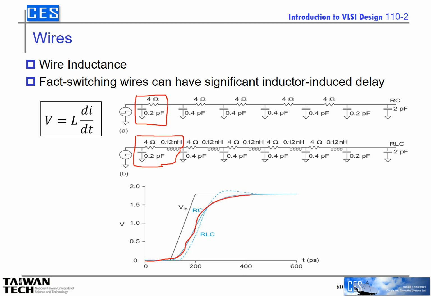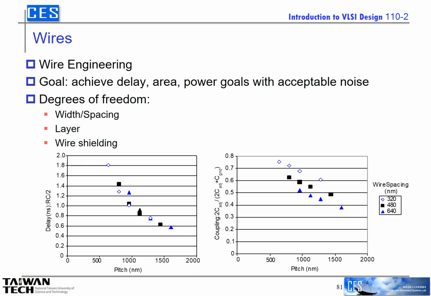Okay, so this is called RC, resistance and capacitance. But if you include the inductance into the modeling, you can have this dashed line, then you will have this RLC curve. So that includes a more accurate component when you analyze the effects of wires. Okay, so that concludes the discussion about the wire.